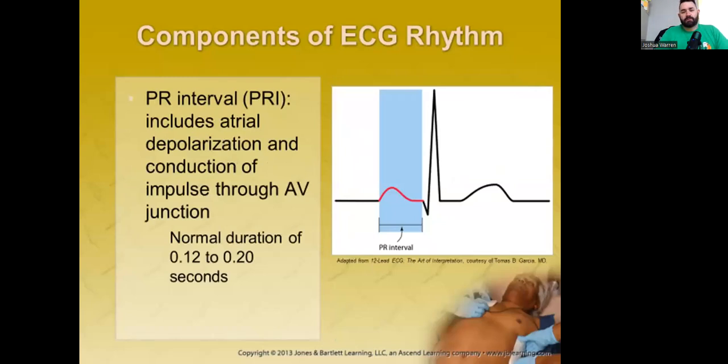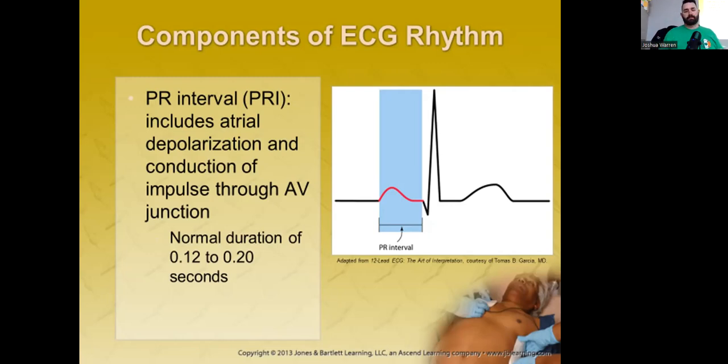So the PR interval. We'll finish this and we'll go to lunch. But if you're watching online or on the video, no time will elapse for you. The PR interval includes atrial depolarization and conduction of the impulse traveling through the AV junction. So basically, we're seeing how long it takes the impulse to travel from the atria to the ventricles by evaluating the PR interval. What is an interval?